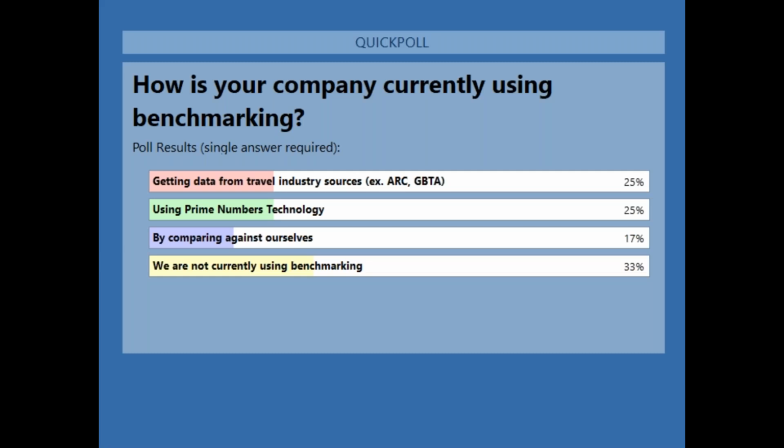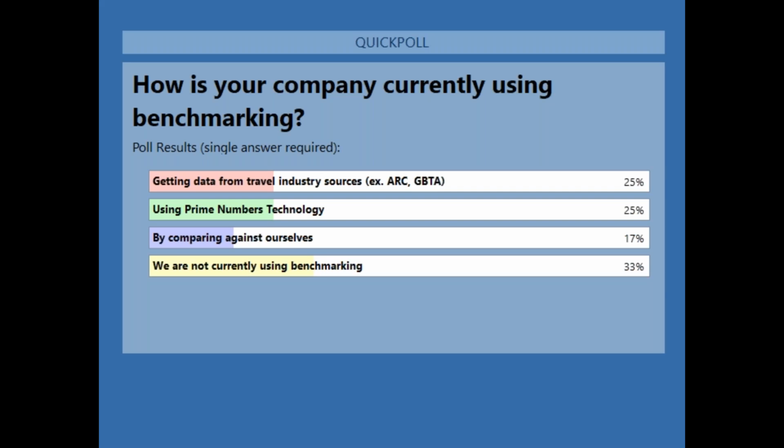Okay. So here's the results from the poll, and as we can see here, we have about 25% of the audience actually using Prime Numbers technology and relying on Prime Numbers technology for the benchmarking, and then there's about 58% that are either not using benchmarking or getting it from other sources, and then we have about 17% comparing against themselves. So that's a good spread of responses there, and I think that what all of you will hear from Kate is of course how benchmarking can be used within the Prime Numbers technology. And so Kate, what do you think about this?